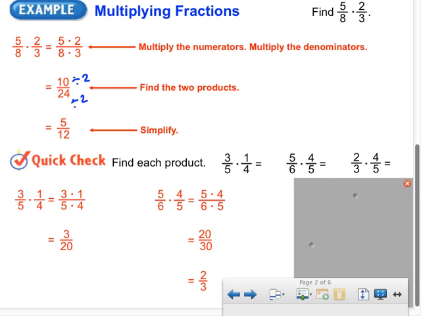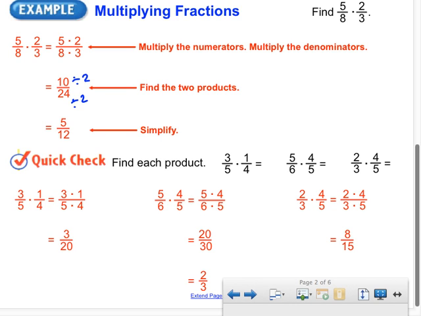Who's got the last one? Dominic, what's the last problem? Okay, so first you multiply 2 by 4, which is 8. Right? And then multiply 3 by 5, which is 15. Okay, so what's my fraction going to be? 8/15. And can I simplify that any further? Okay. Does everybody understand how we got these problems? Yeah.